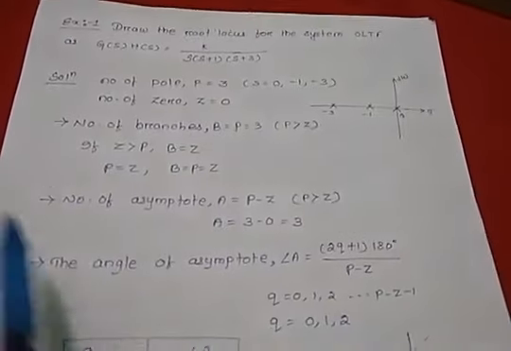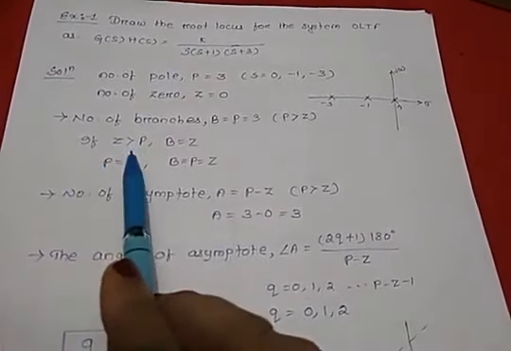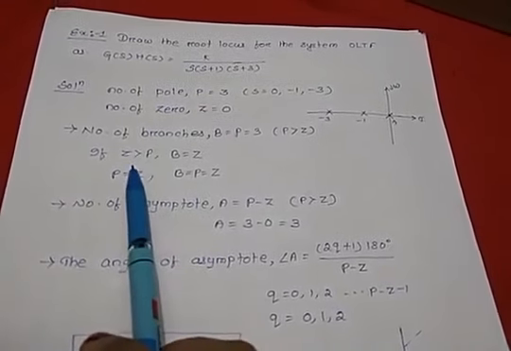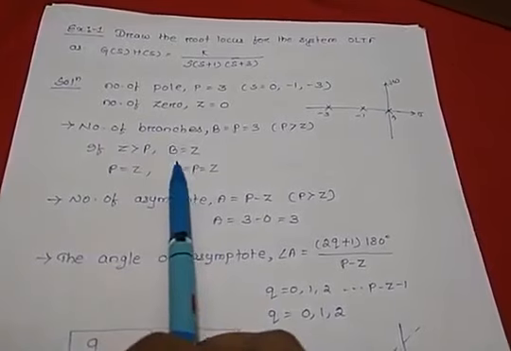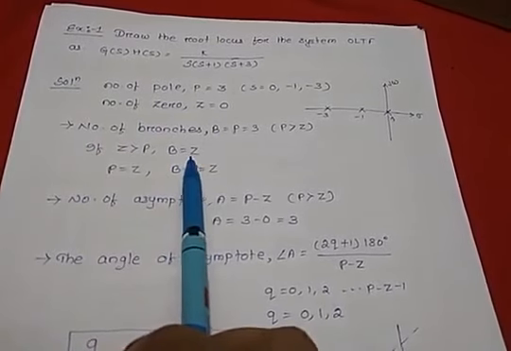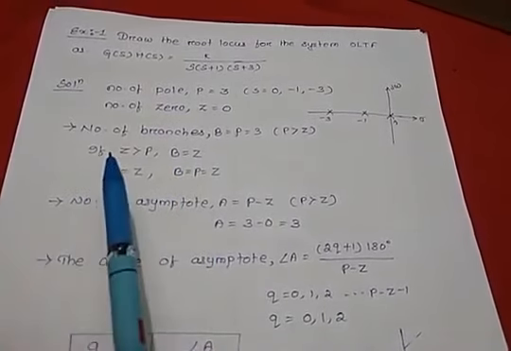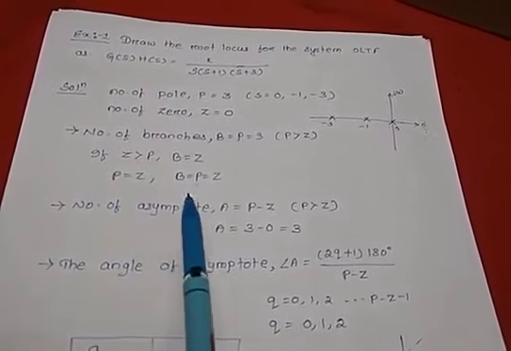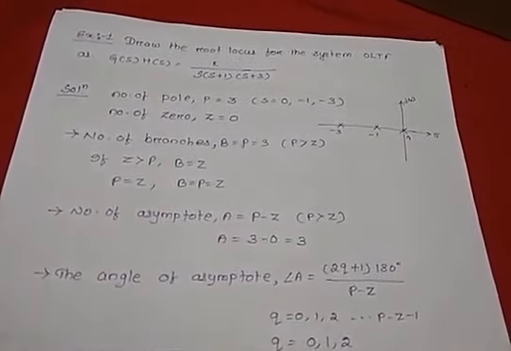And we have to note here, if Z is greater than P, then the number of branches will be equal to Z. If P equals Z, then the number of branches is equal to P, that is Z.